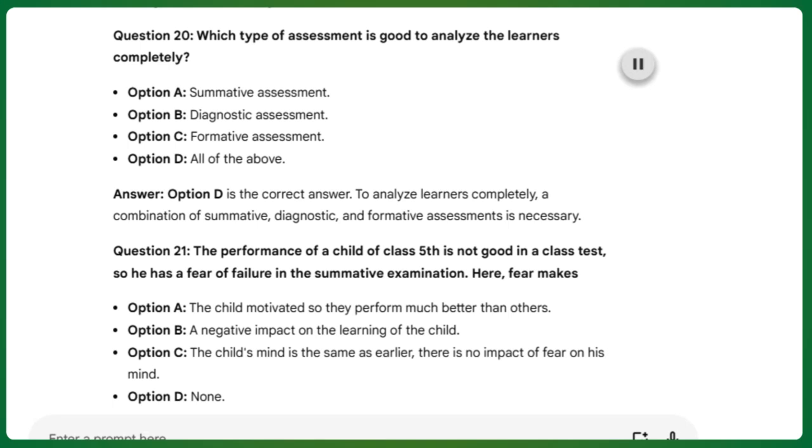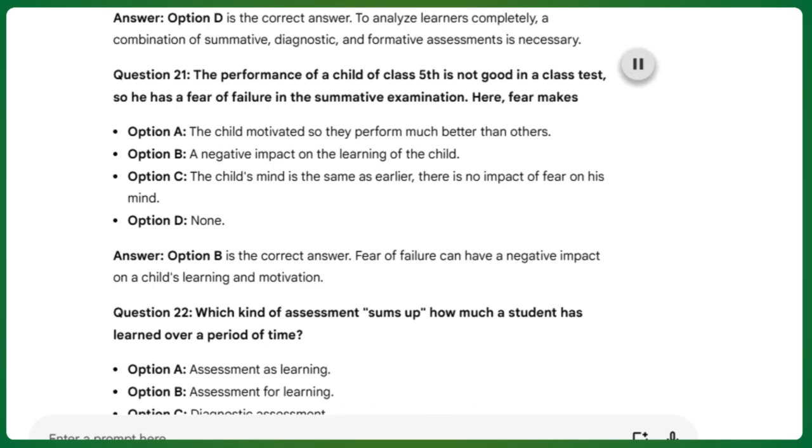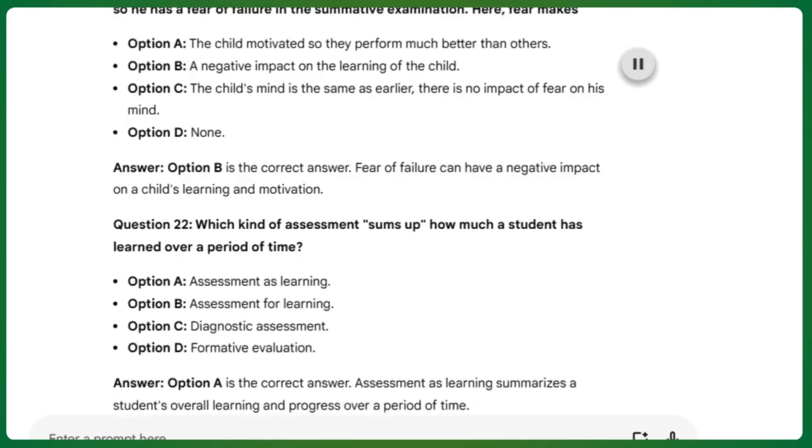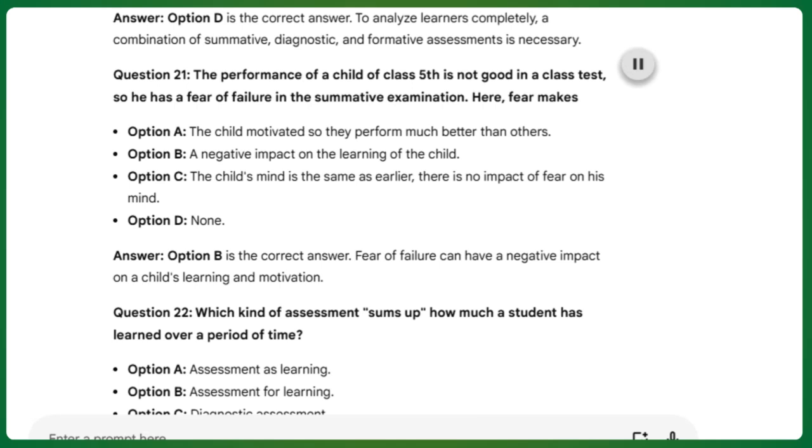Question 21. The performance of a child of class 5th is not good in a class test, so he has a fear of failure in the summative examination. Here, fear makes Option A. The child motivated so they perform much better than others. Option B. A negative impact on the learning of the child. Option C. The child's mind is the same as earlier, there is no impact of fear on his mind. Option D. None. Answer. Option B is the correct answer. Fear of failure can have a negative impact on a child's learning and motivation.